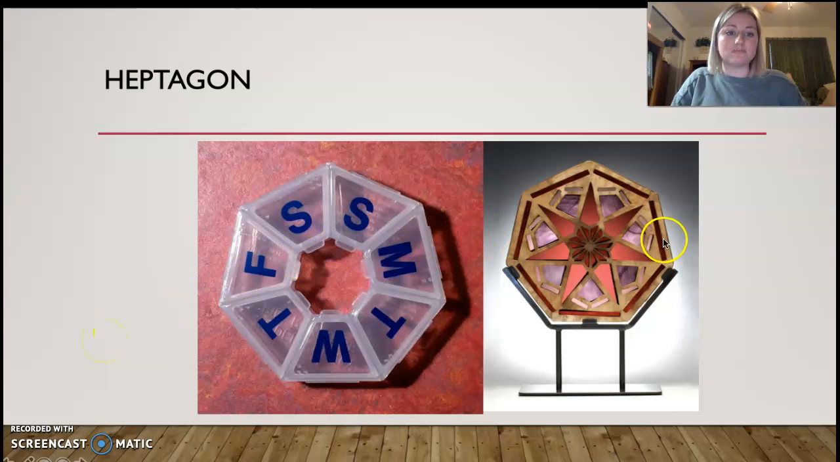And there's also this beautiful piece of artwork that has 7 sides, but let's count them. 1, 2, 3, 4, 5, 6, 7. So it does have 7. It's a heptagon.